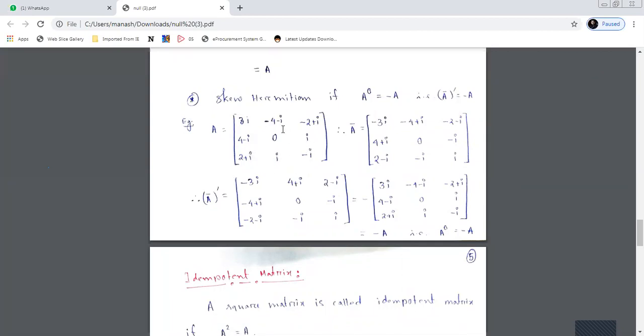So at first we take a matrix. Clear? After that we have to take the conjugate of this matrix. See here, A bar. 3i is there, it will be minus 3i. Again, minus 4 minus i whole bar. The sign of the real part remains the same, but the sign of the imaginary part is changed. Since it is minus i, it will be plus i. Again, minus 2 plus i will be minus 2 minus i. Again, 4 minus i will be 4 plus i. 0 remains as 0. Again, i becomes minus i. 2 plus i, if we take the conjugate, will be 2 minus i. Again, i bar equals minus i. Minus i whole bar equals i.